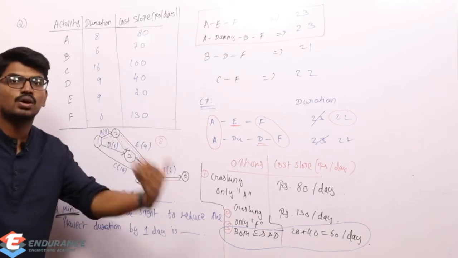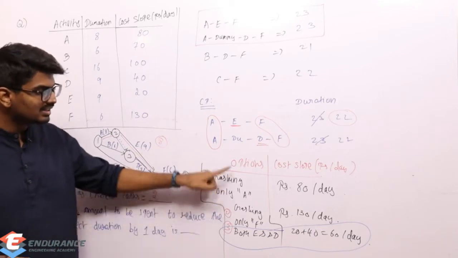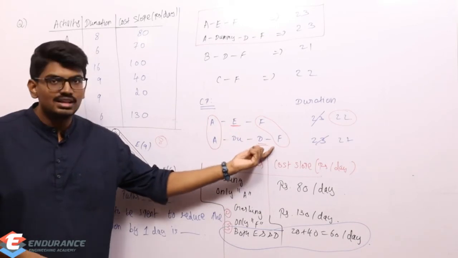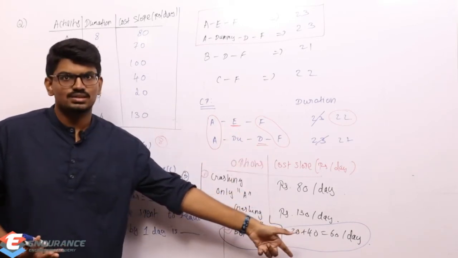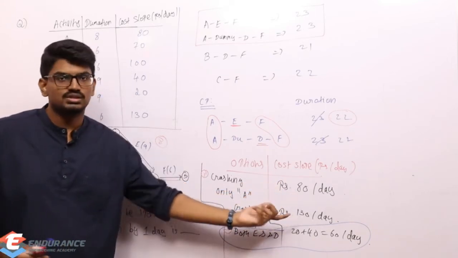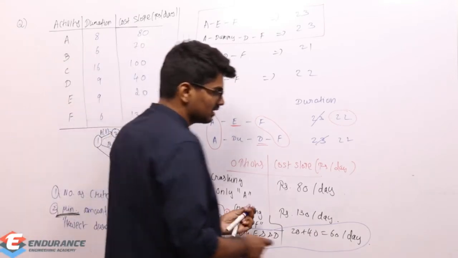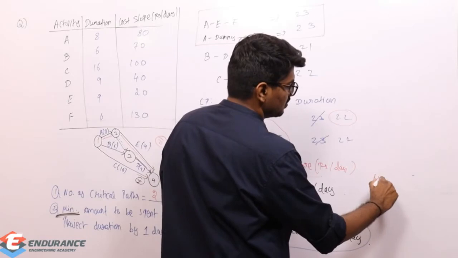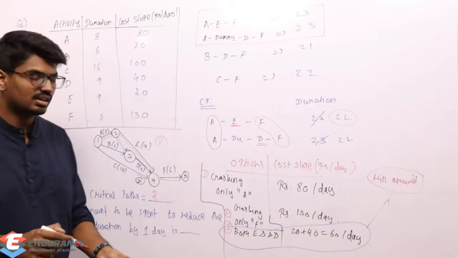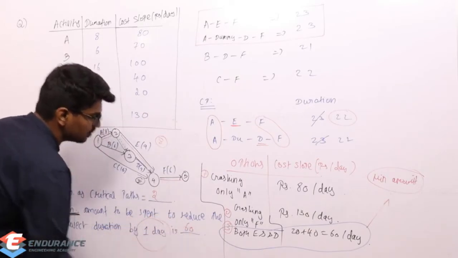I need to spend the minimum cost for crashing, for reducing the duration by 1 day. Out of the 3 options, option 3, that is crashing both E and D, cost just 60 rupees. But if I crash A, it takes 80 rupees. If I crash F, it takes 130 rupees. So automatically, the third option is the preferable one, and that will give me the minimum amount to be spent to reduce the project duration by 1 day. So the correct answer was rupees 60.